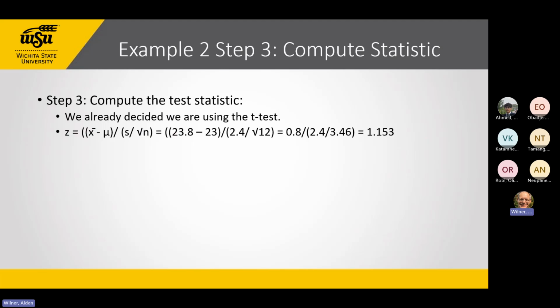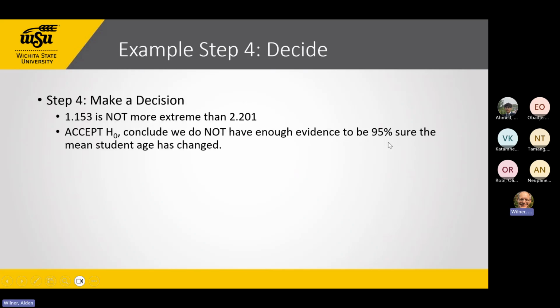We compute the test statistic. Here's our formula for the test statistic. We're going to get 1.153. 1.153 is not more extreme than 2.201.